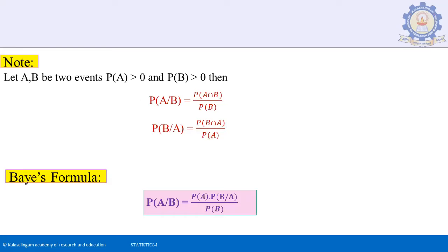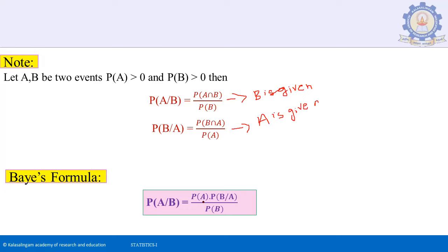Note: let A and B be two events, with P of A strictly greater than 0 and P of B greater than 0. Then P of A given B equals P of A intersection B divided by P of B. Second, P of B given A equals P of A intersection B divided by P of A. In the first, event B is given. In the second, event A is given. So given means already happened.